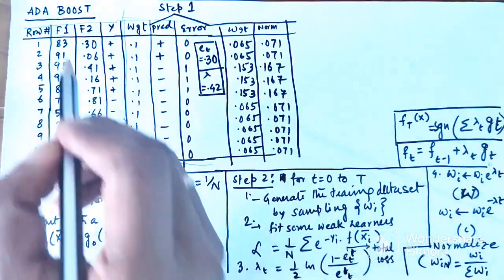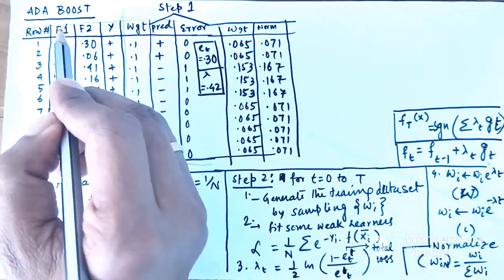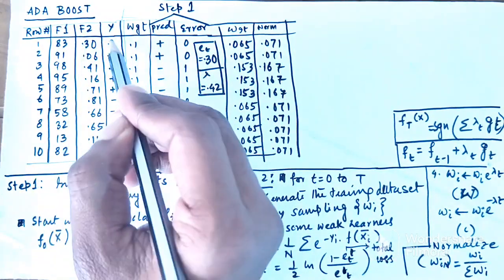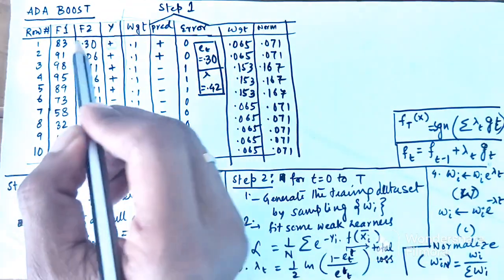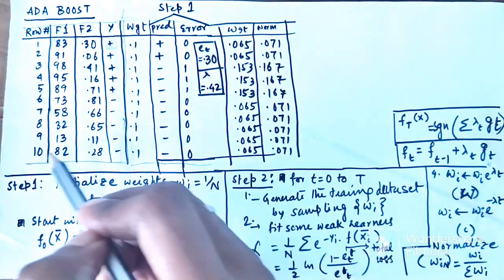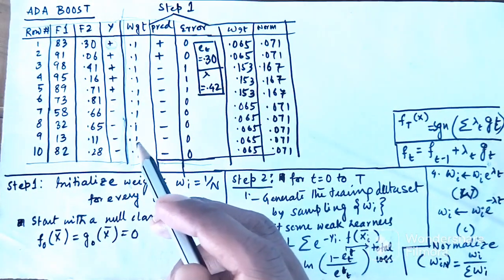Let us suppose this: these are the row numbers, and this is feature one and feature two. Corresponding there is a y, an outcome. So we have to train on this dataset and create an Adaboost model.